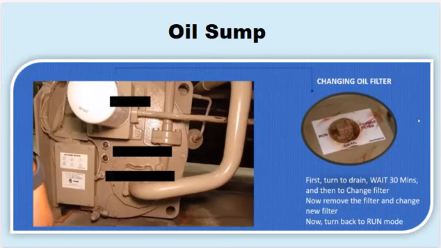This slide provides a guide on changing the oil filter in the oil sump. The process includes draining, waiting, and then switching to filter change mode. After removing the old filter and adding a new one, turn the sump back to run mode. This sequence ensures the chiller is adequately lubricated and runs smoothly, which is essential for reducing wear and ensuring efficiency.